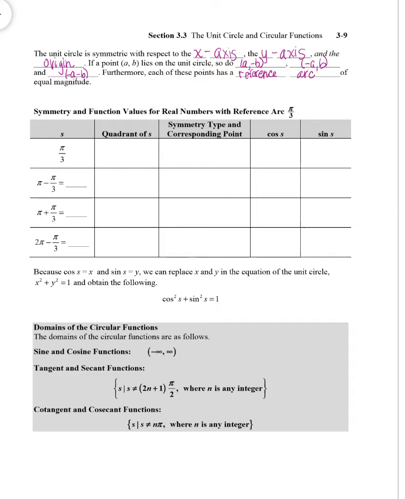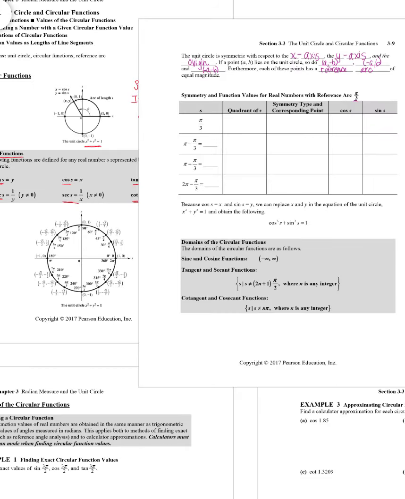We're going to take a reference arc of pi over 3. So with a reference arc of pi over 3, you see here s is equal to pi over 3. If we look on the unit circle for pi over 3, we see that's right here. That is in the first quadrant. The symmetry type and the corresponding point. Okay, well, what is the corresponding point? That is 1/2, root 3 over 2.